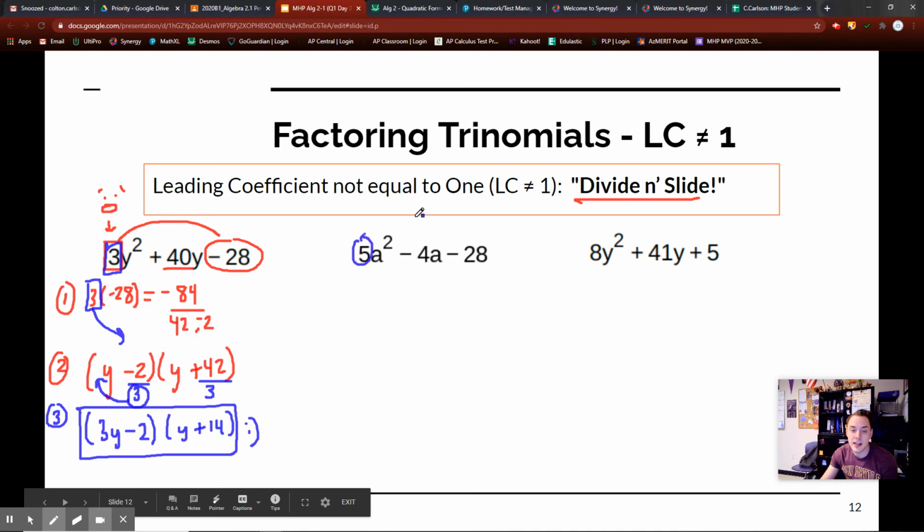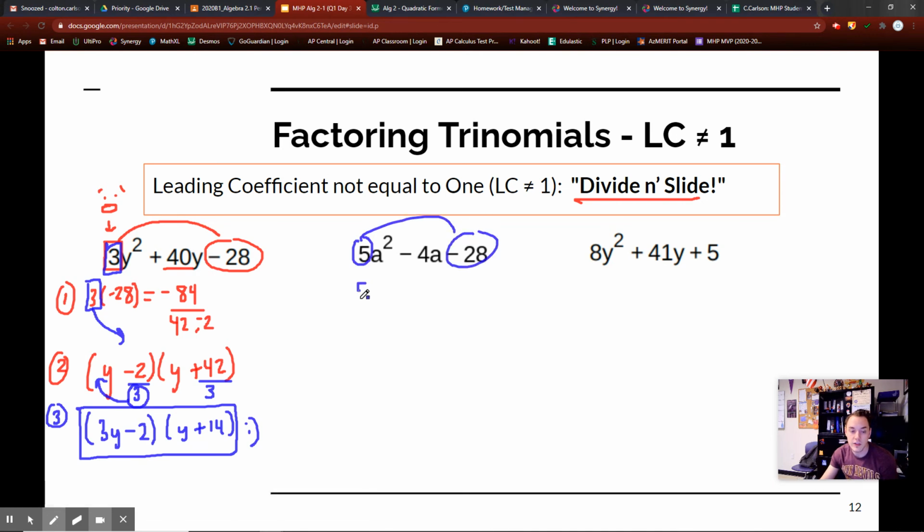Same thing, I'm going to take 5 times negative 28. So my first step, 5 times negative 28 equals negative 140. What are factors of negative 140 that somehow, some way add up to negative 4? Think about the easiest ones. You should be thinking of 14 and 10. 14 times 10 gives me 140. How does it give me negative 4? Well, the negative needs to be with the 14. So my second step is a minus 14, and then a plus 10.